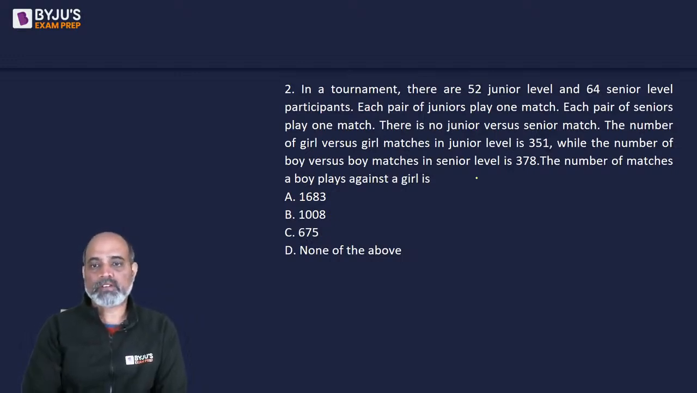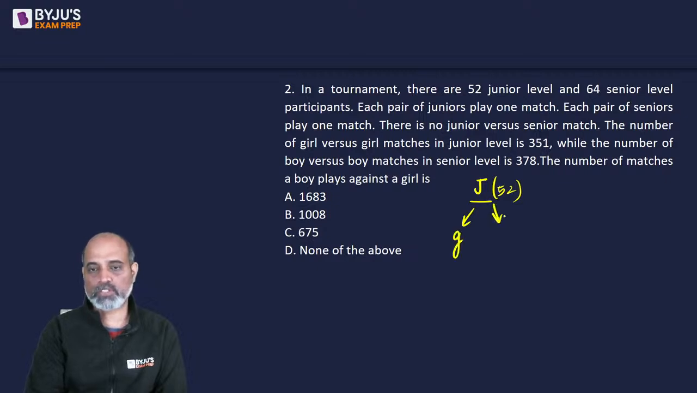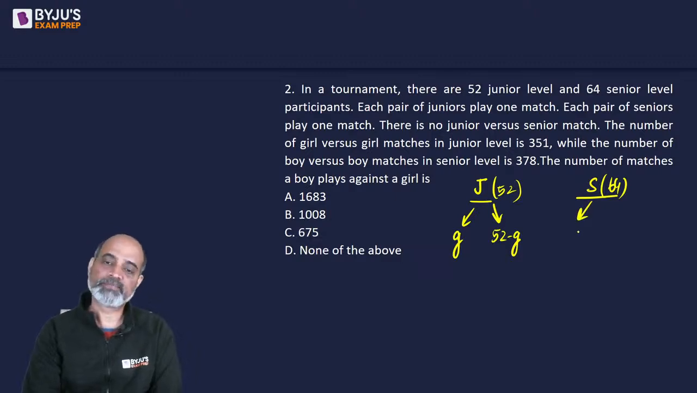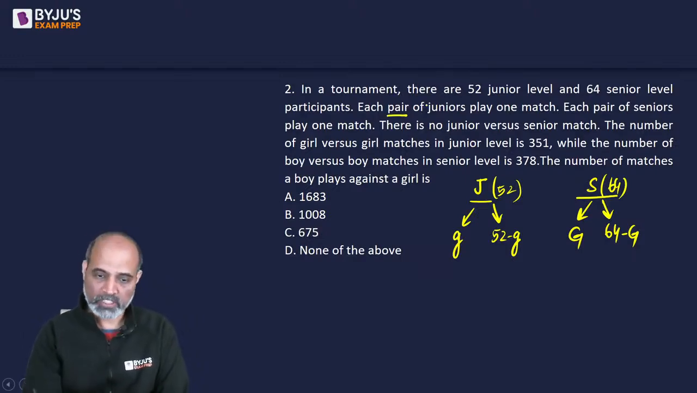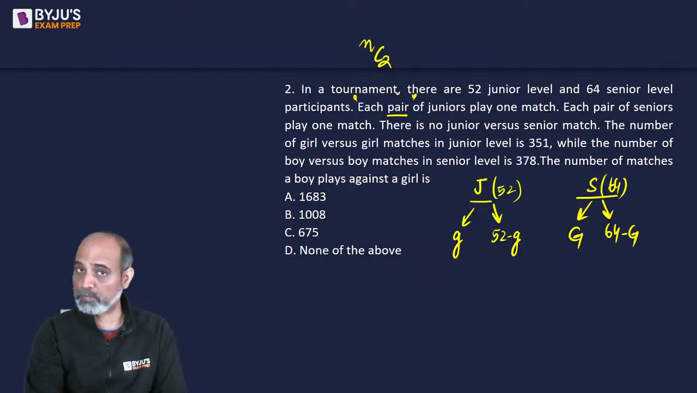So if we talk about junior level participants, we have a total of 52 participants, out of which, let's say the total number of girls is G, so the number of boys will be 52 minus G. Similarly, if we talk about senior level participants, there are 64 overall. So if the number of girls over here are, let's say, capital G, then the number of boys is going to be 64 minus capital G. Now, when we have a pair of juniors playing a match among themselves, when you have pairs to be formed, it is denoted by NC2. These many matches will be played.